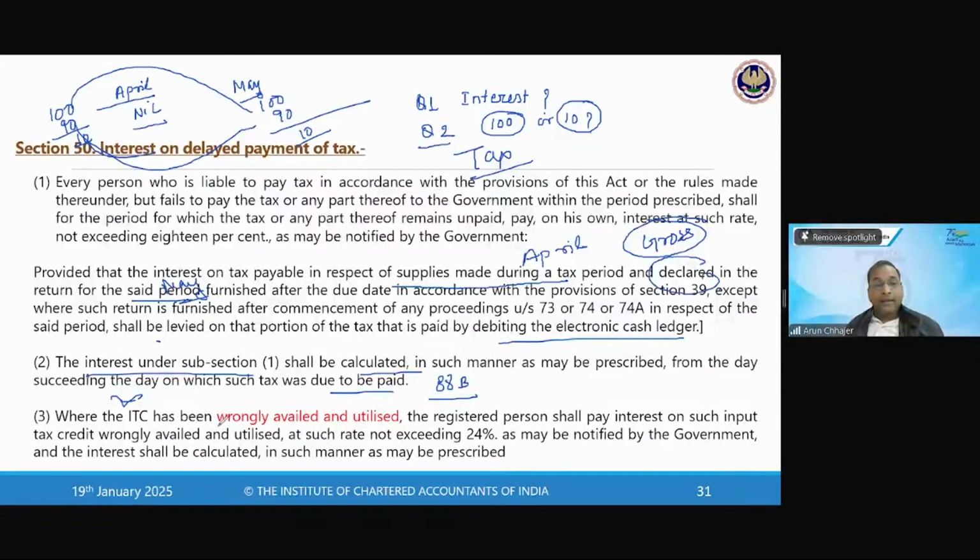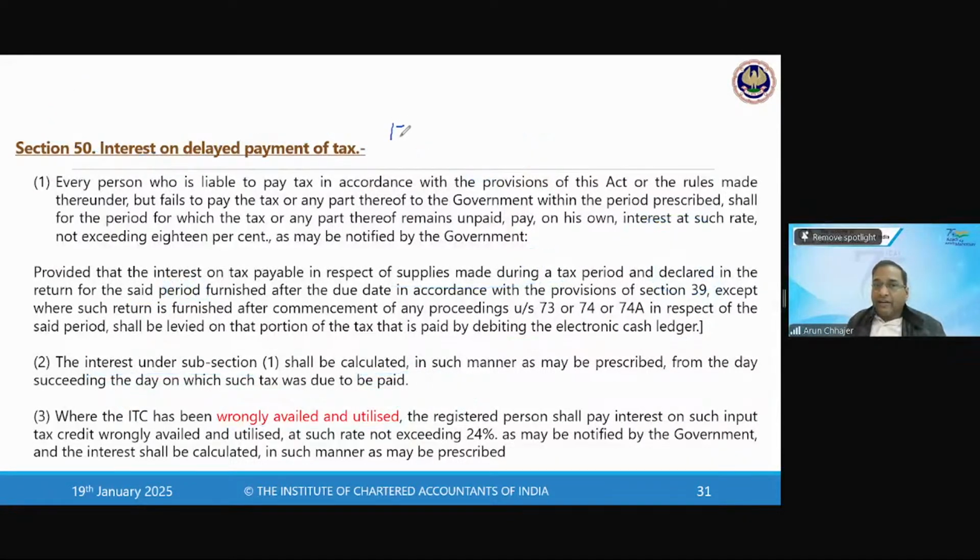Okay. Now for ITC, I have wrongly availed and utilized. Point to be noted, earlier it was different. They were talking about claimed. So suppose I have claimed the ITC of rupees 90 in the month of April. In the month of May, it is wrongly claimed. I am paying back 90 rupees. Will the interest be applicable? It is lying in the electronic credit ledger only.